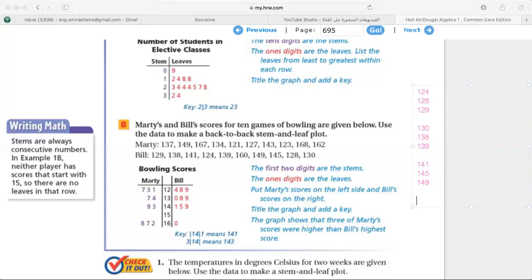Then comes 16. 160, 60 only. So I will take 16 and put it in the stem, because I can take only one digit to put in the leaves. So I will take 0 and put it here. So now I have 124, 128, 129, 141. And this is the key for Bill. Here I have two keys, the key for Bill and the key for Marty, because they are back to back.